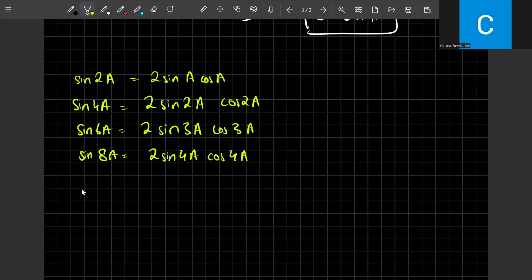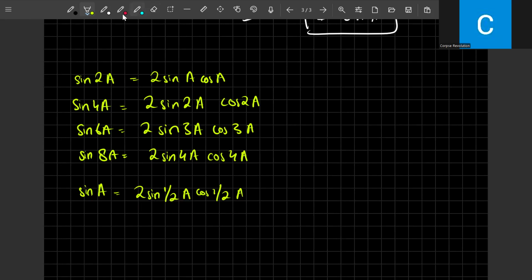And at times, even though it is rare, it can also be asked what is sine a. It is 2 sine half a cos half a. So you can see how this goes around. One easy way to remember this is that for anything other than sine 2a, let's say sine 4a, half of it goes here and here. Sine 6a, 2 sine 3a cos 3a. Sine 8a, 2 sine 4a cos 4a. Sine a, 2 sine half a cos half a.